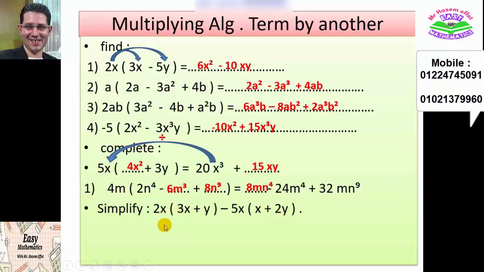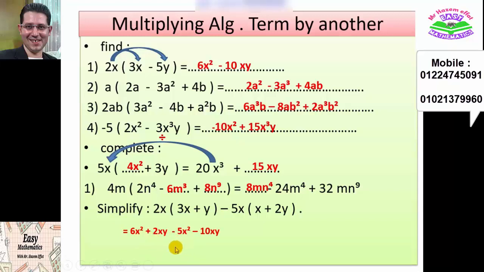It will be the first one. 2x by 3x, yes, it will be equal 6x power 2. 2x by y, it will be equal 2xy. The same, negative 5x multiplied by x will be negative 5x power 2. Negative 5x multiplied by y, it will be negative 10xy. And we must simplify, I mean we must take every like terms beside each other.